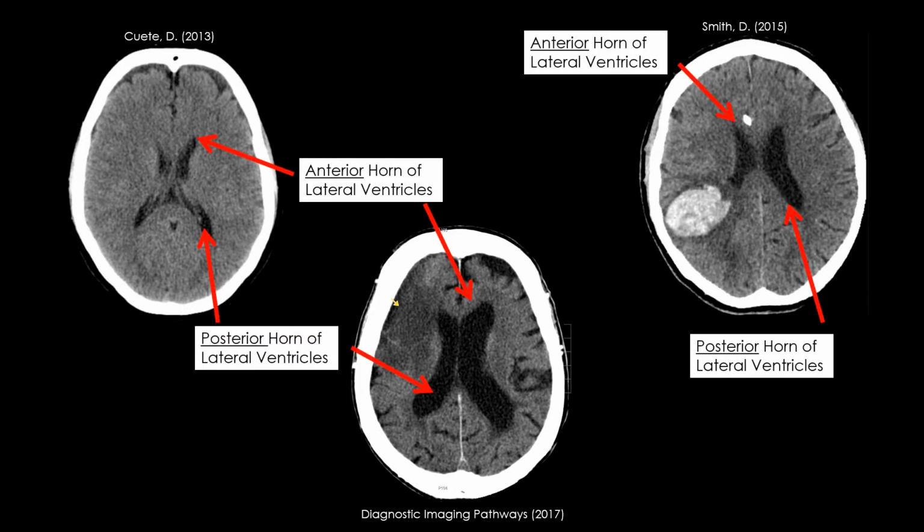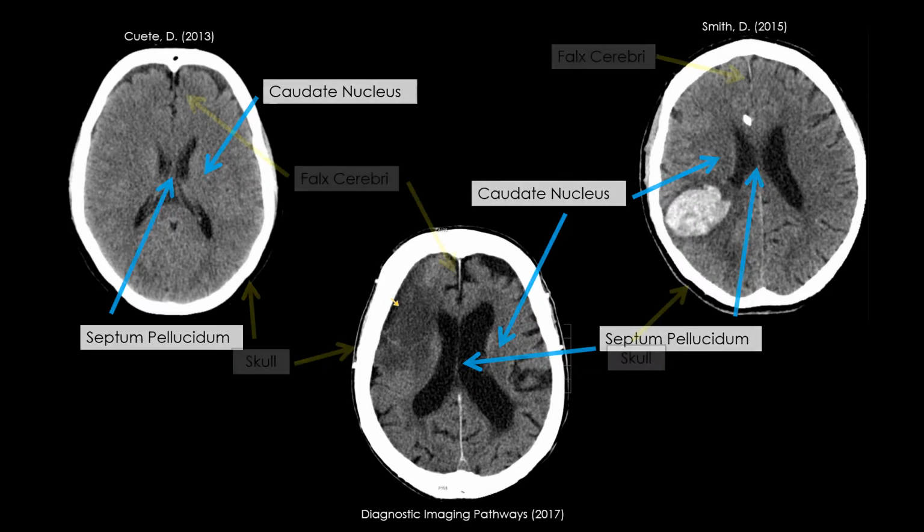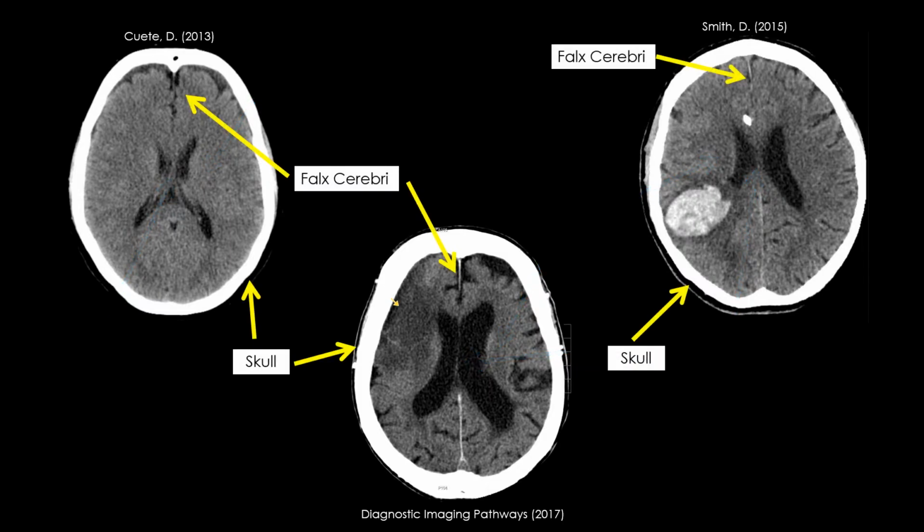The radiopaque anterior and posterior horn of the right and left lateral ventricles, separated by the semi-radiopaque septum pellucidum, with the semi-radiopaque caudate nucleus lying adjacent. A radiolucent line running anteriorly and posteriorly is part of the falx cerebri. The skull can also be seen as radiolucent structure surrounding the semi-radiopaque cerebral tissues.